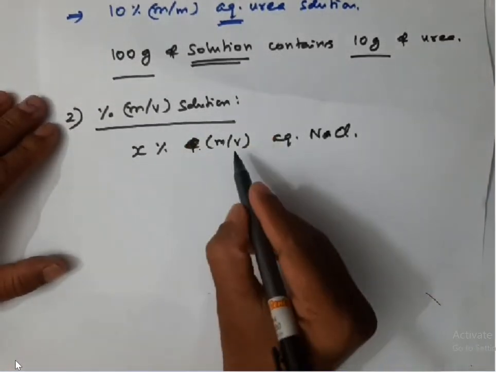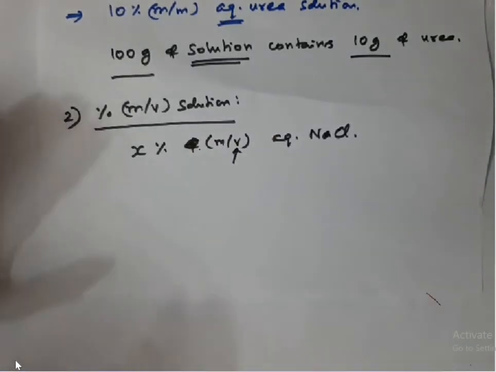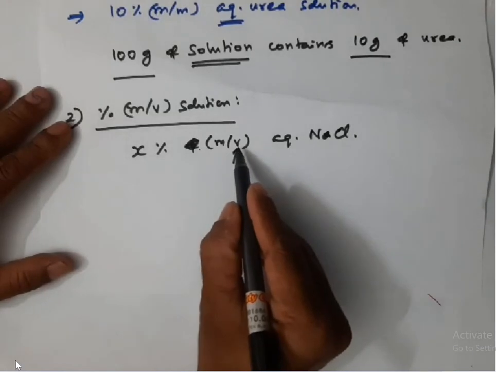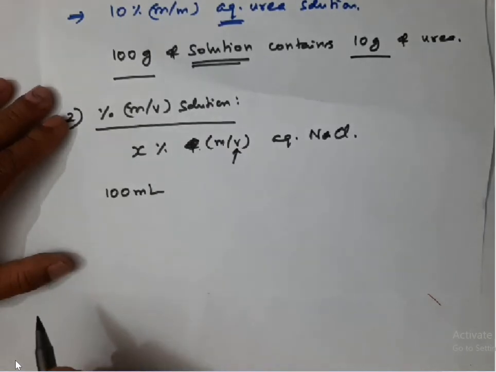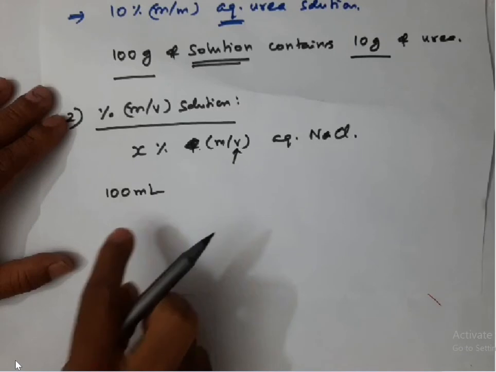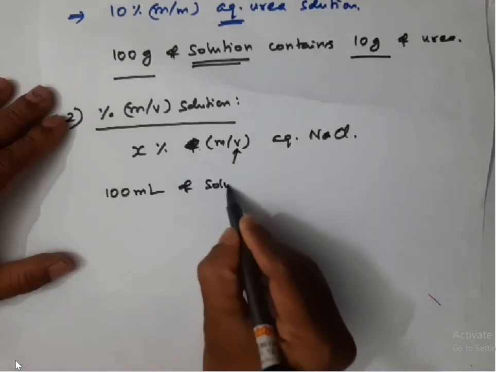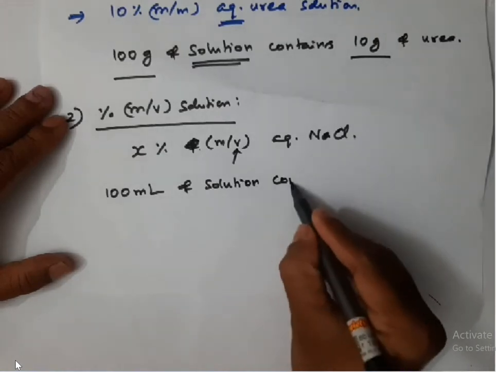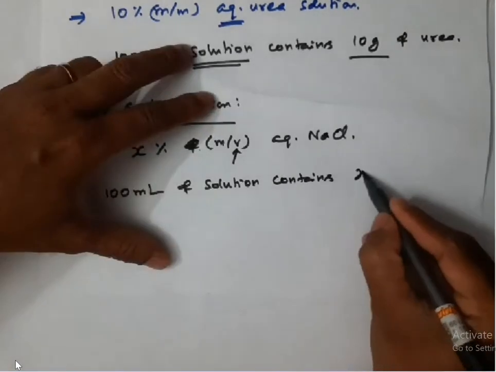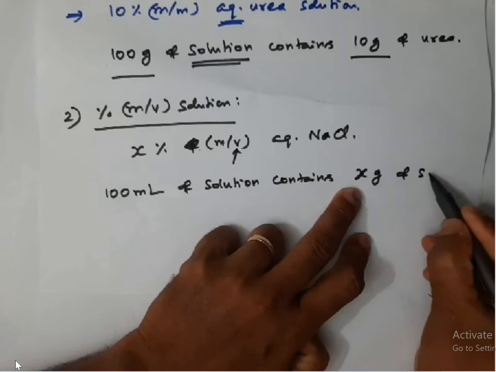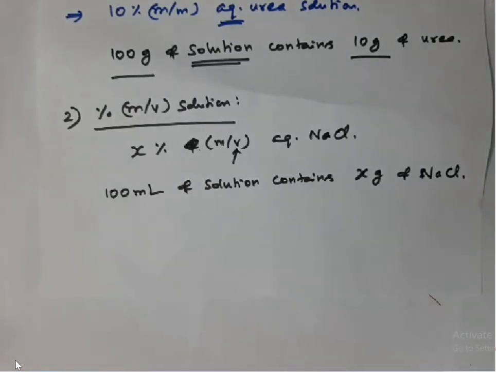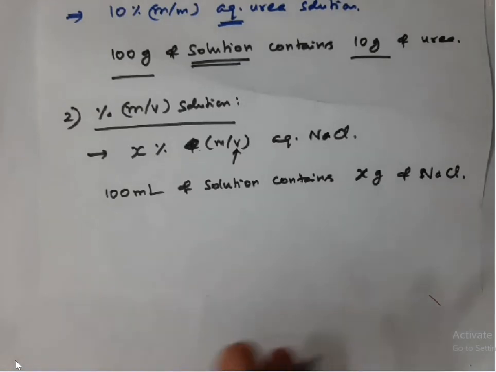The meaning is this. Listen, this second term represents the solution, right? So solution is in volume. Therefore, you should take 100 ml. Students, listen carefully. You should not take grams now. You should take volume: 100 ml of solution contains X gram of sodium chloride. The solute should be in grams. That's the meaning here.